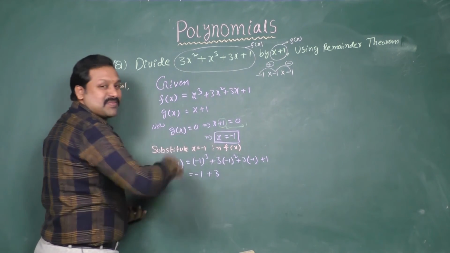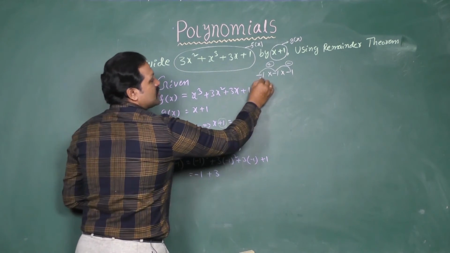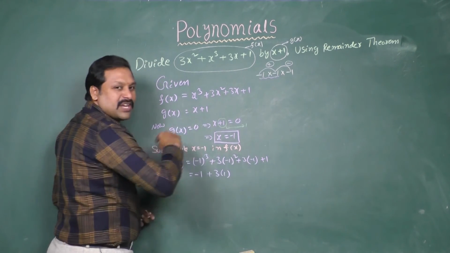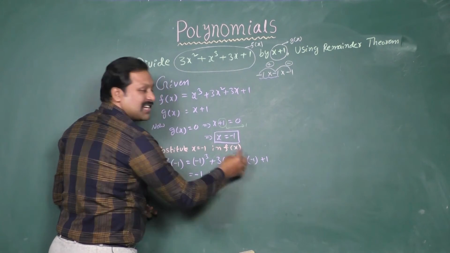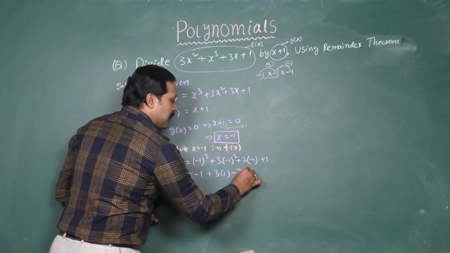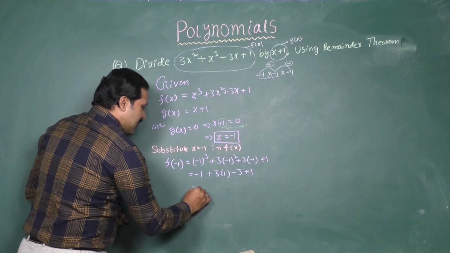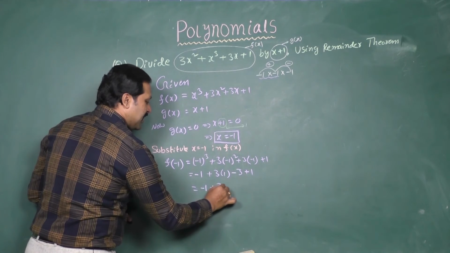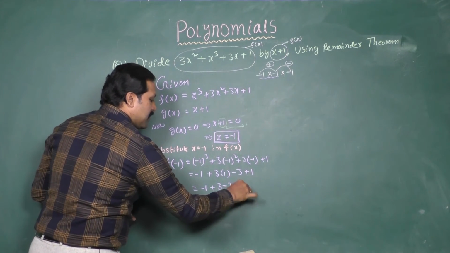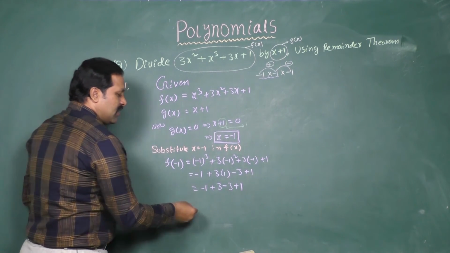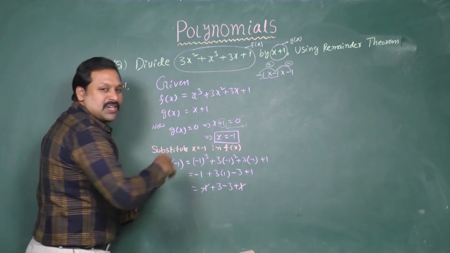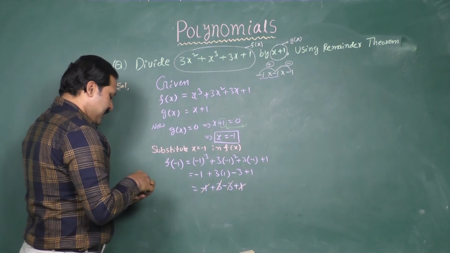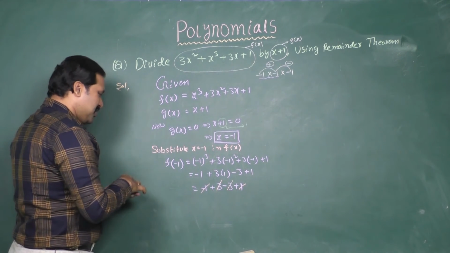Plus 3 times minus 1 whole square gives plus 1. Plus into minus is going to be minus. 3 ones are 3, plus 1, equal to minus 1 plus 3 minus 3 plus 1. Here minus 1 plus 1 is going to be cancelled. Minus 3 plus 3 is going to be cancelled. The final result is 0.